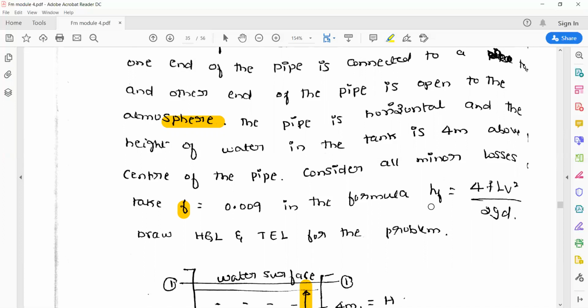Right? So this is the Darcy-Weisbach formula. In this formula, the f value is given. Also, draw the HGL and TEL. So the hydraulic gradient line and the total energy line you need to draw. All right.